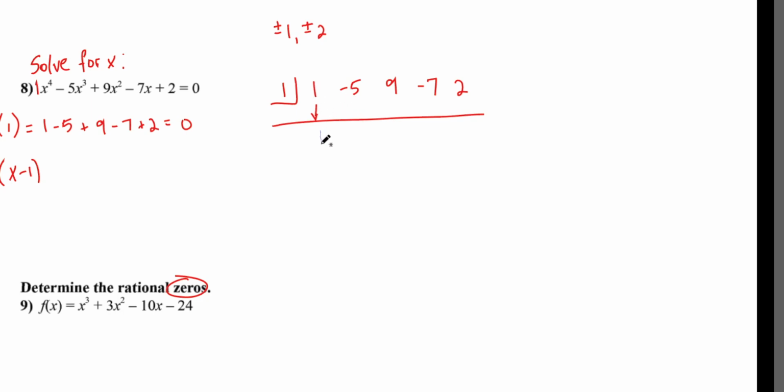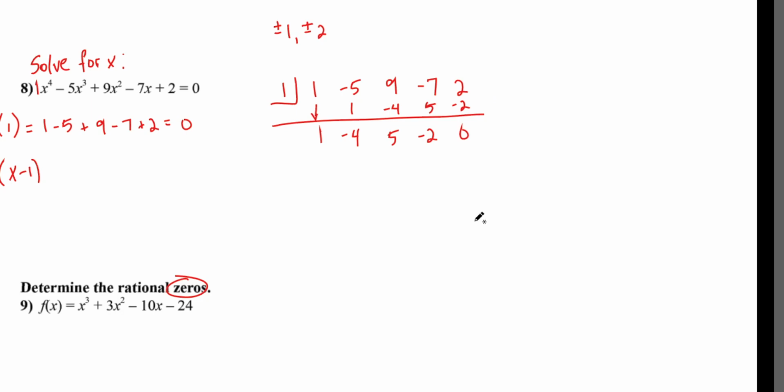All right, bring this down, which is a 1. Multiply, which is 1. You put it here, and what do you do with these? Add them up. That's a negative 4. Multiply, negative 4, add them up, 5. Multiply, 5, add them up, negative 2. Multiply, negative 2, it's a 0. All right, so that's good.